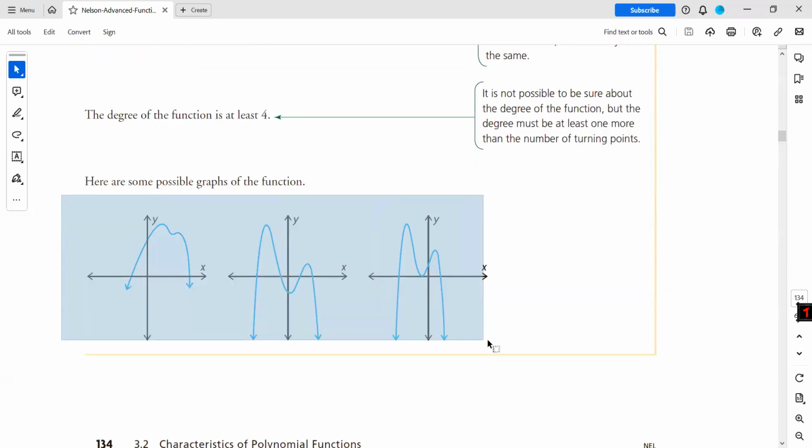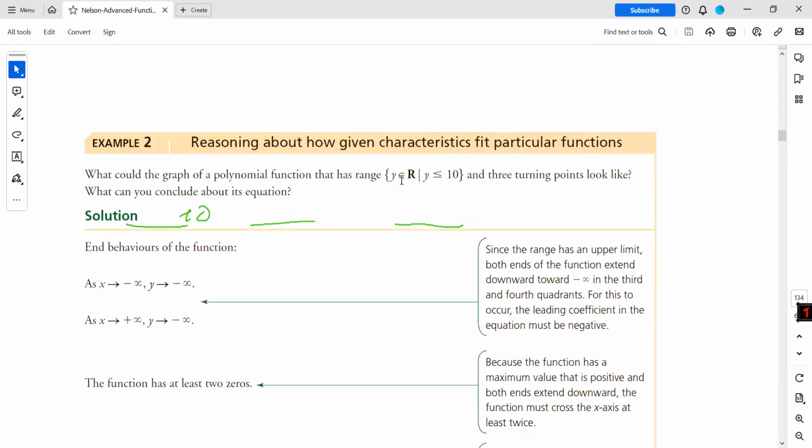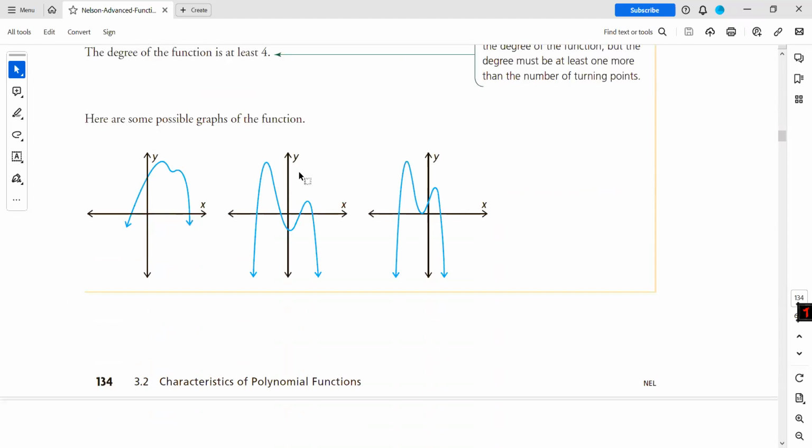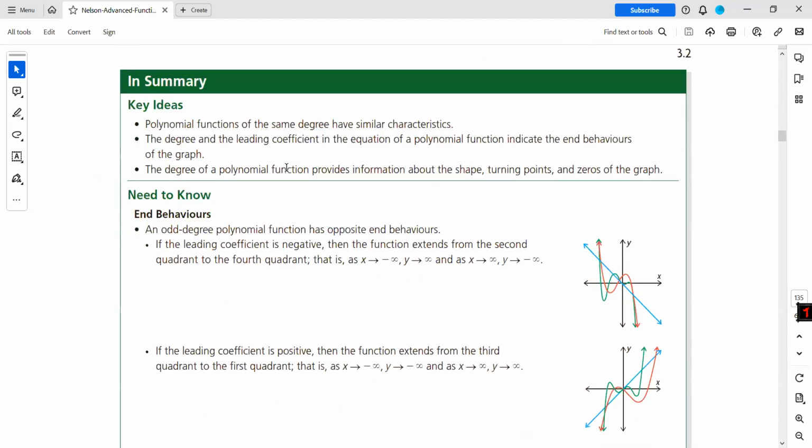And here are 3 examples of how this function may look. You can see that in all of these examples, the maximum point is y equals 10, so all of these examples have a right to exist with respect to the given description. So for the same characteristics, there can be multiple polynomial functions that fit them. Okay, any questions about that?